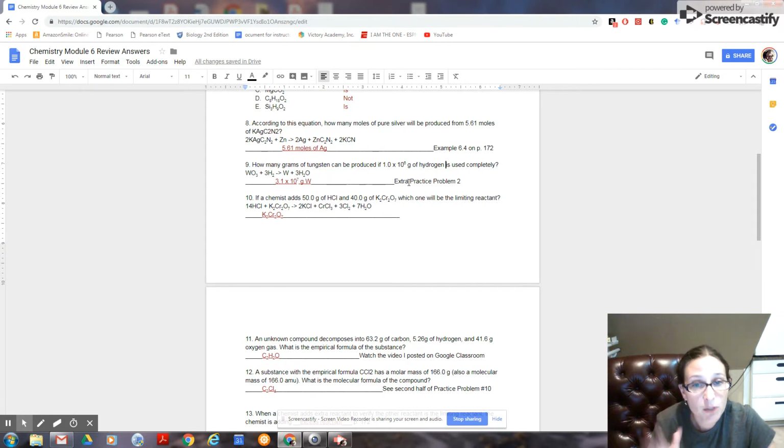So convert from grams to mole, and then once you get to that mole, you're going to look at the ratio of where you see in here the hydrogen, the ratio between the hydrogen and the tungsten is a 3-to-1.